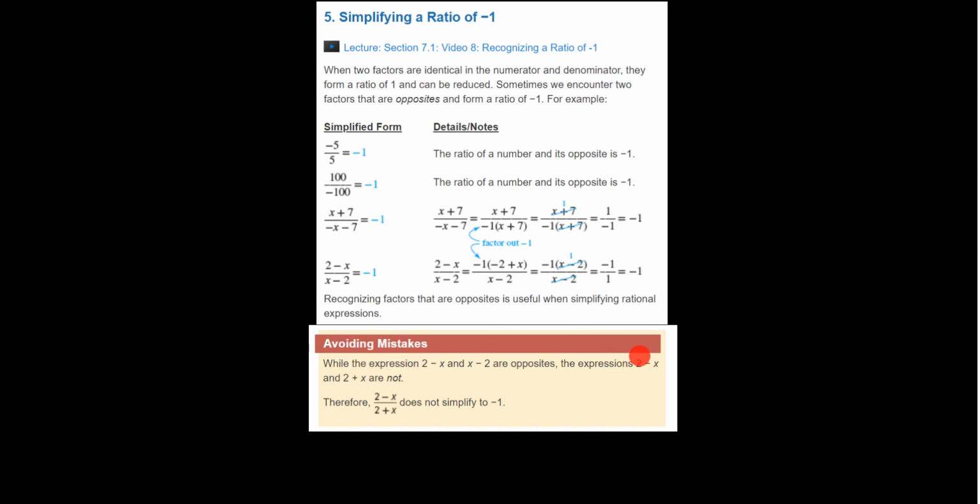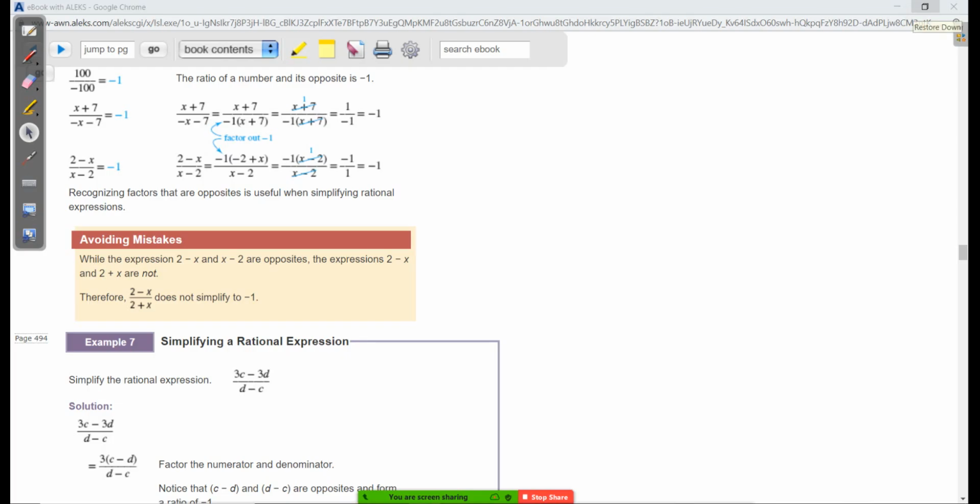Of course, we know that as being a conjugate, right? But they are not opposite to one another, and therefore they do not simplify to -1. But anyways, like I said, why is this important? Well, let's see. Example 7.